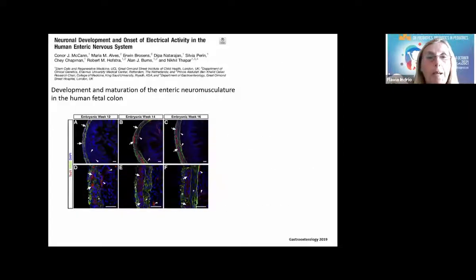This is from a couple of years ago, the same group, the school of Peter Miller, with Alan Burns and Nikhil Thapar. Basically, they studied in the embryonic intestine how the enteric neuromusculature in the human fetal colon starts and proceeds. So this is embryonic week 12. They start to appear and organize at 14 weeks and at 16 weeks.